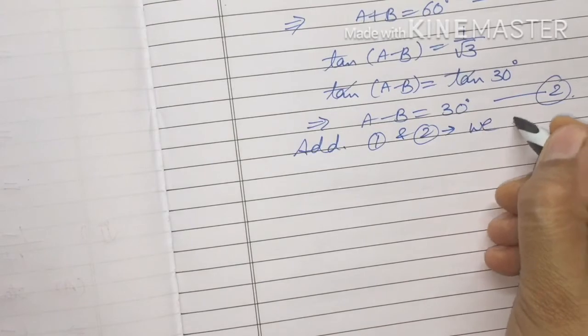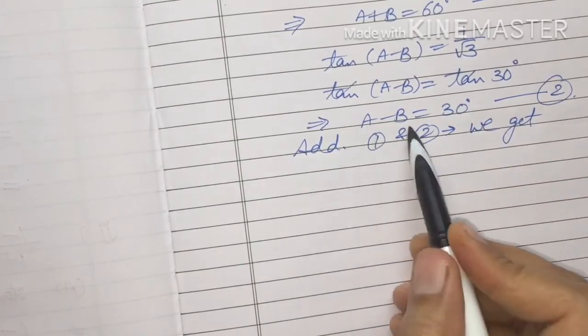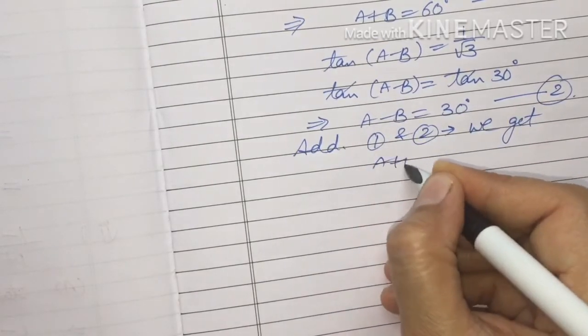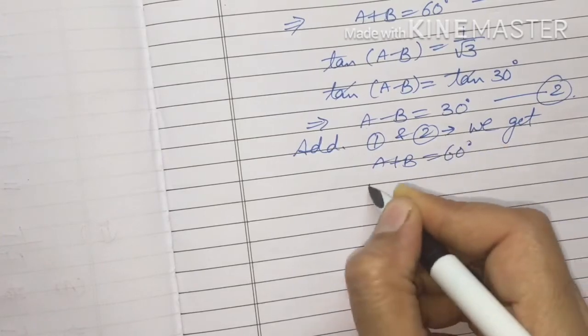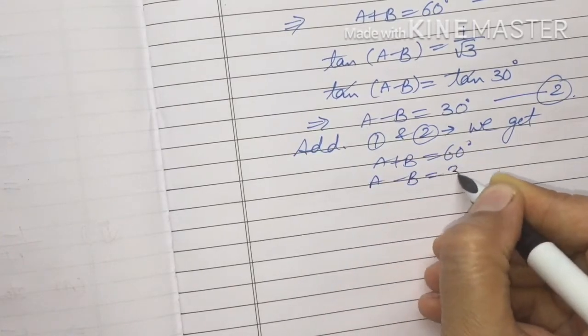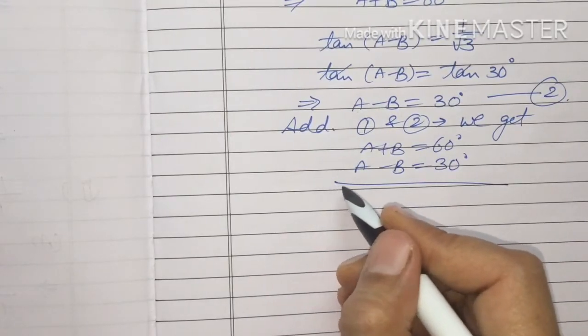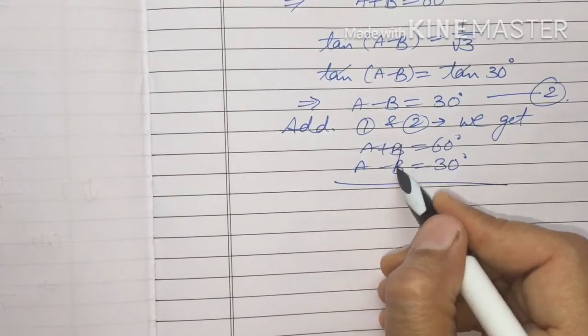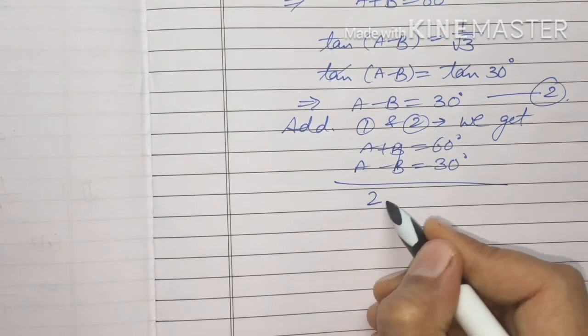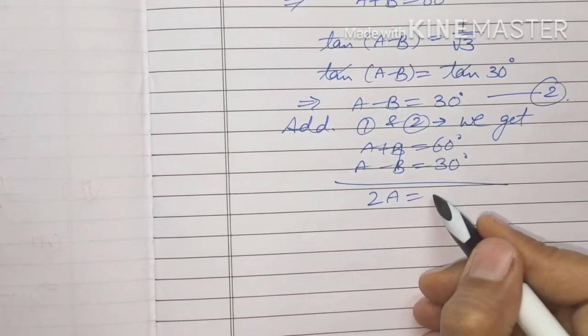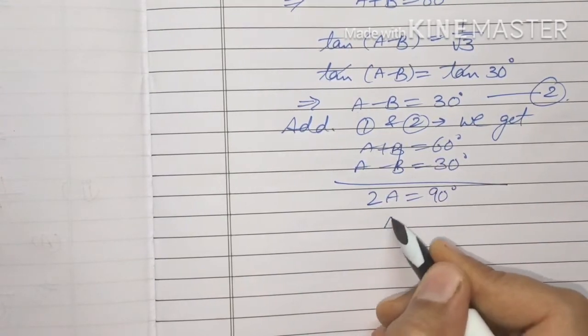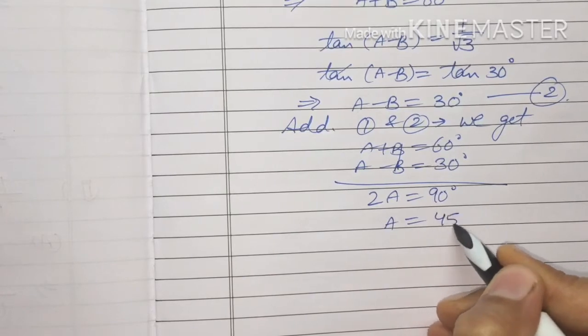So when we add these two, a plus b is equal to 60, a minus b is equal to 30 degree. On adding these two equations, b will cancel, and a plus a is 2a, 60 plus 30 is 90 degree. So the value of a is 45 degree.